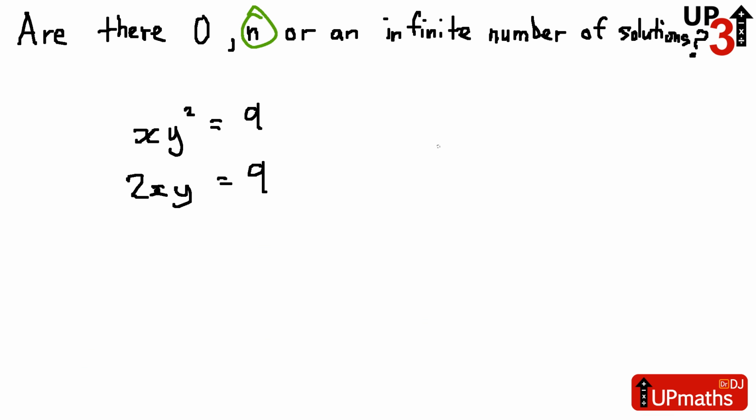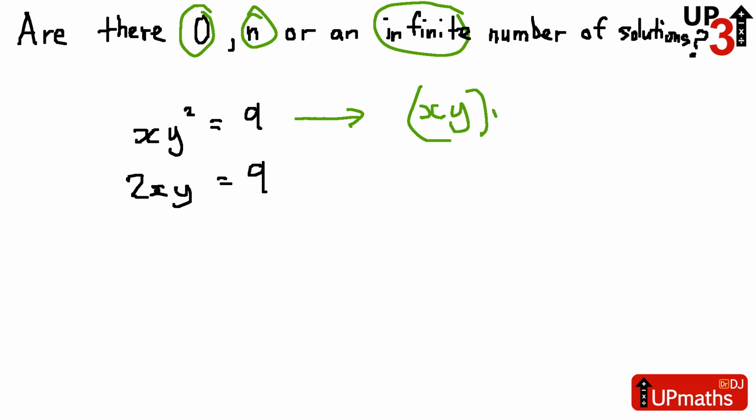Let's look at the next question. Sorry, I'm kind of jumping around all over the place here. Right, so here's your next question. Are there 0, n, or an infinite number of solutions? Right, what I'm going to do is this. I'm going to change that to xy times y equals 9. So I've just spotted a way of subbing something in. And then I'm going to say that's xy.